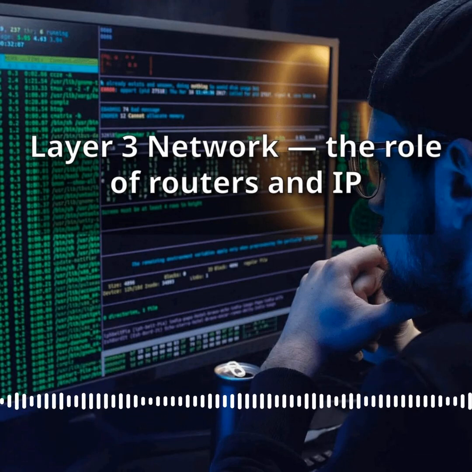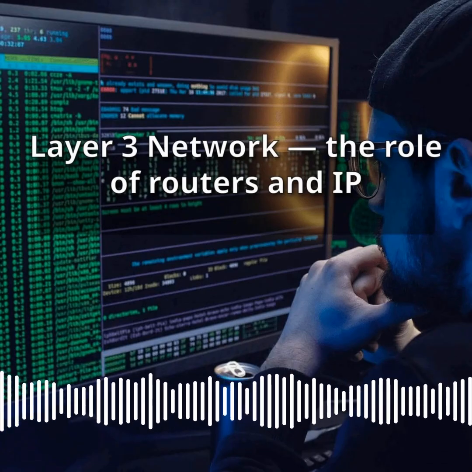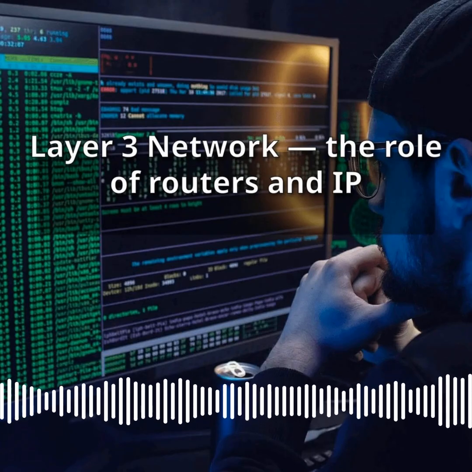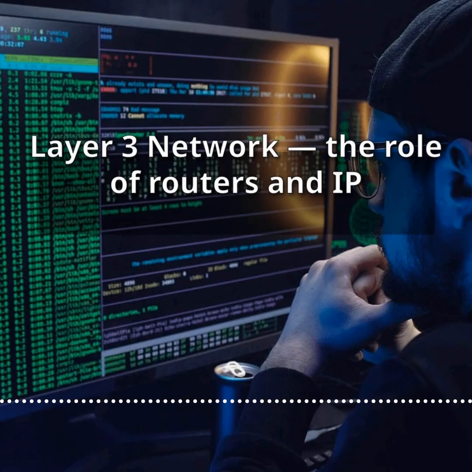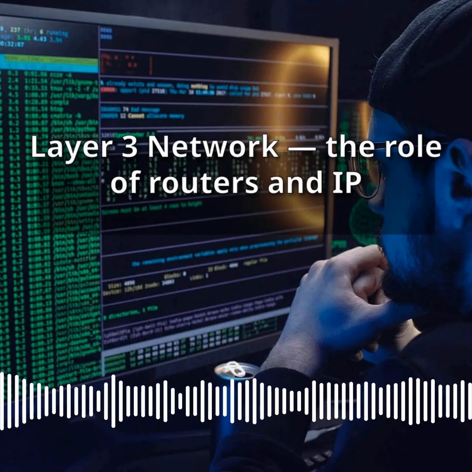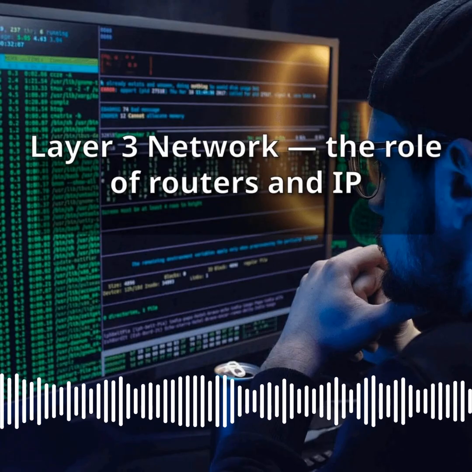Routers, the key devices of Layer 3. The central device of Layer 3 is the router. While switches operate at Layer 2 and forward frames based on MAC addresses within a local network, routers operate at Layer 3 and forward packets based on IP addresses between different networks. A router receives an incoming packet, reads the destination IP address in the header, consults its routing table, and decides where to send the packet next. This process is called routing or packet forwarding.